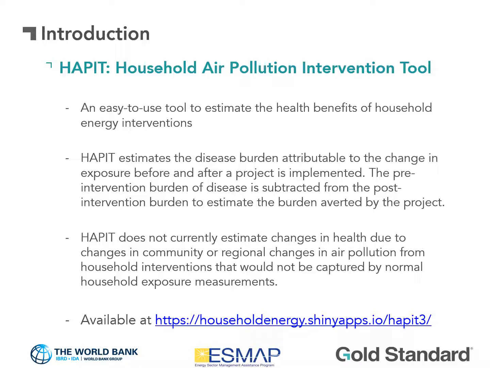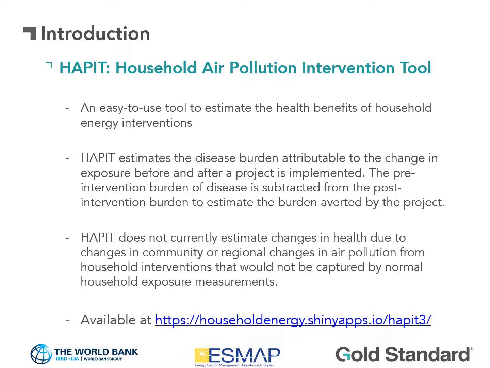HAPIT does not currently estimate changes in health due to changes in community or regional changes in air pollution from household interventions that would not be captured by normal household exposure measurements. The object of HAPIT for clean cooking project developers is twofold: to help them design better interventions and to potentially help raise funds to implement dissemination projects through results-based financing.